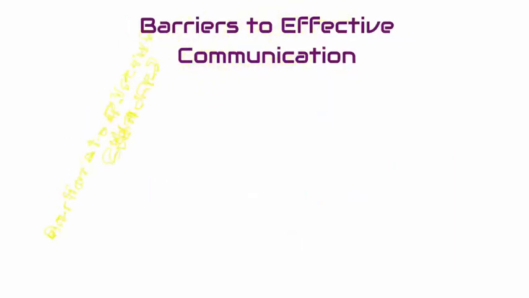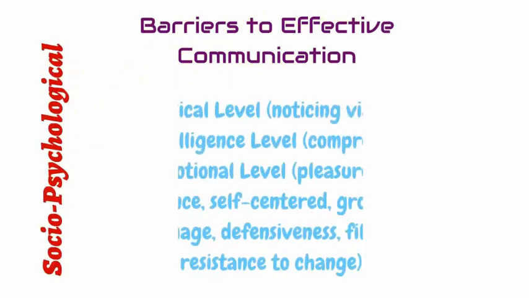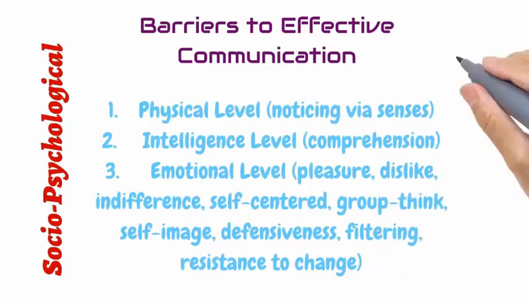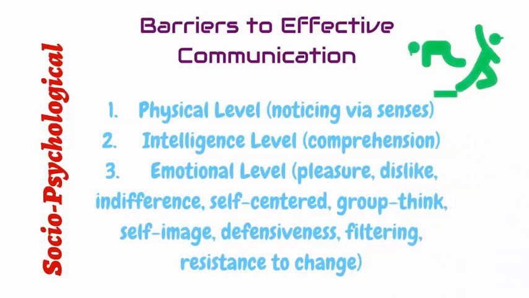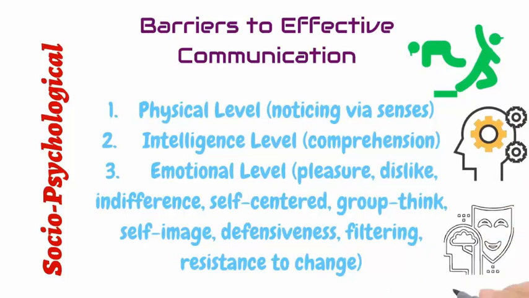Another type of barrier is of the social psychological manner. These are problems of understanding and interpretation of the message due to socially learned and personal attributes of the receiver. A message is received at 3 levels: the physical level, which involves noticing through the senses; the intelligence level, which deals with the comprehension of the message; and the emotional level, which is a feeling associated with the message, like pleasure, dislike, or indifference. The emotional level is affected by the social psychological barriers.